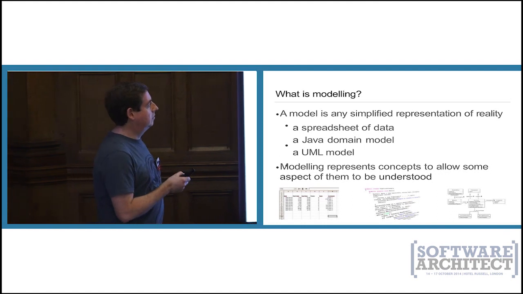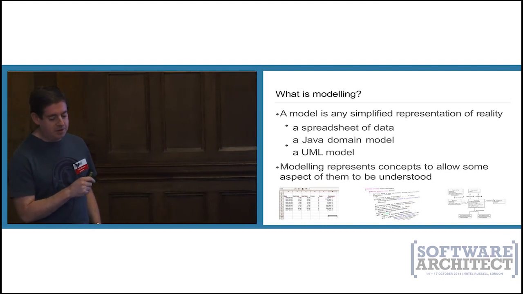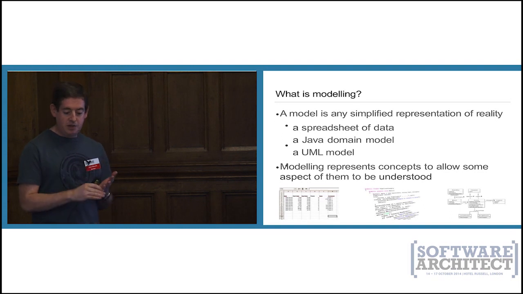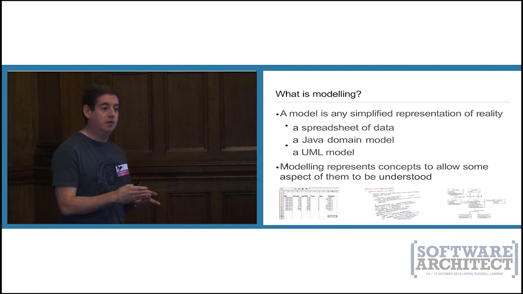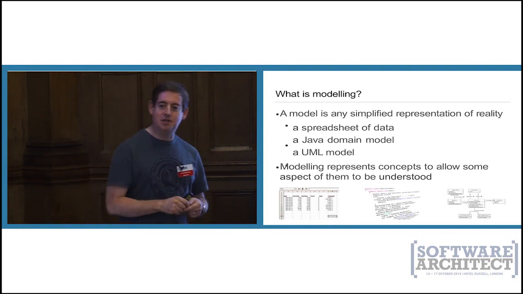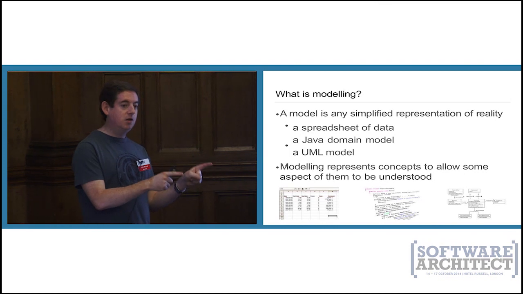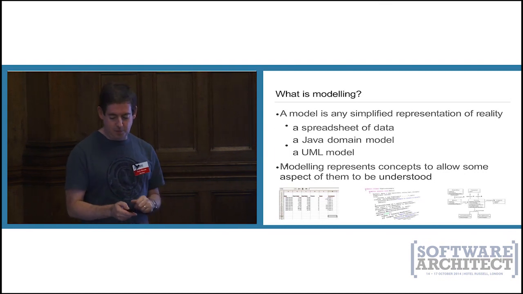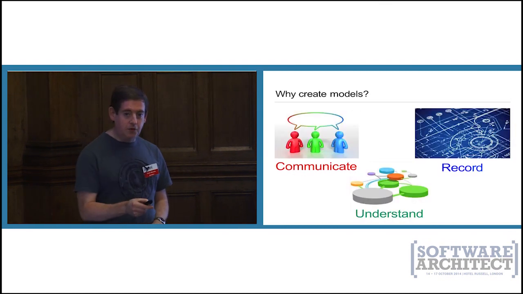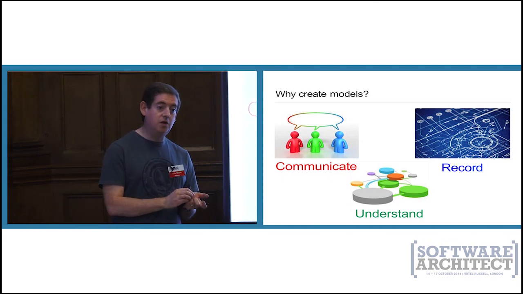So what is a model? Well, my definition is it's any useful, simplified representation of reality. Spreadsheets are models, Java domain models are models, UML models are models, and indeed, if enough work is put into them, boxes and lines and diagrams, if they're done carefully, can be models as well. The key thing is you're trying to represent a set of concepts to allow people to understand them. And that's the point, because you want to communicate with people, you want to record things for the long term.